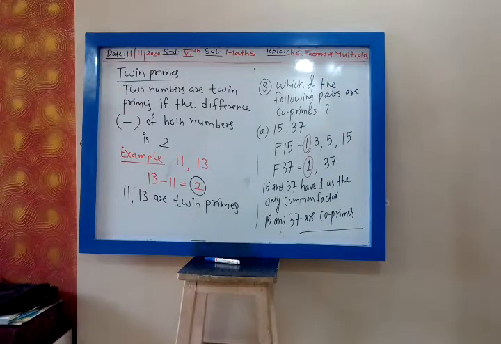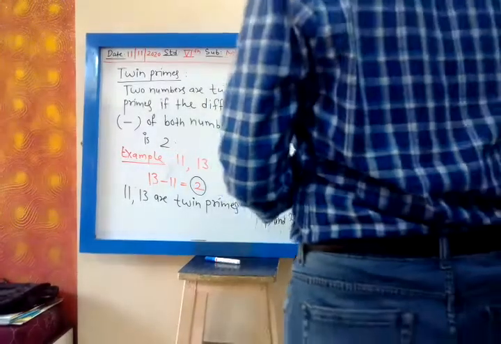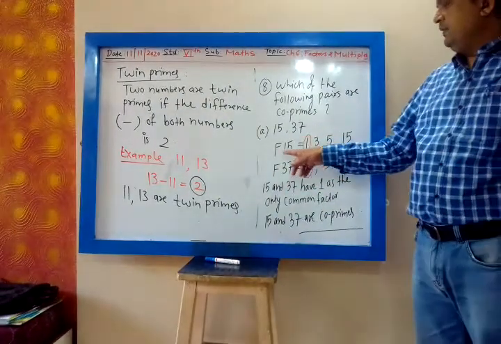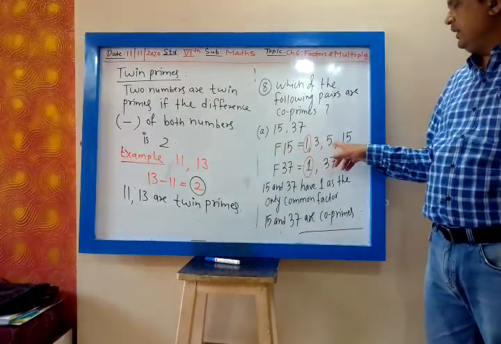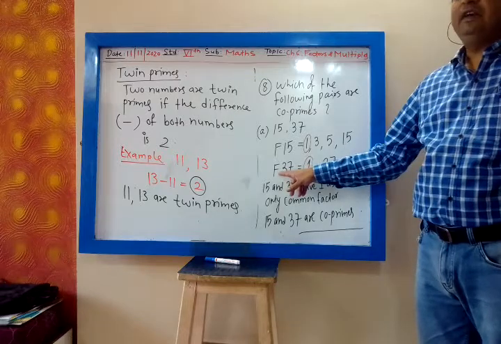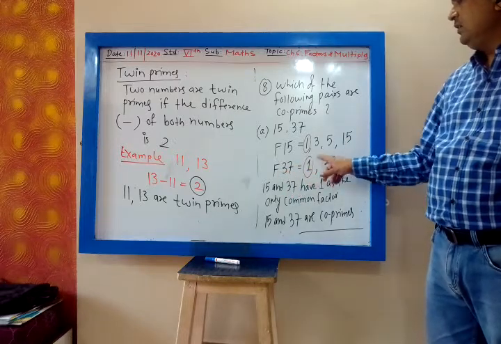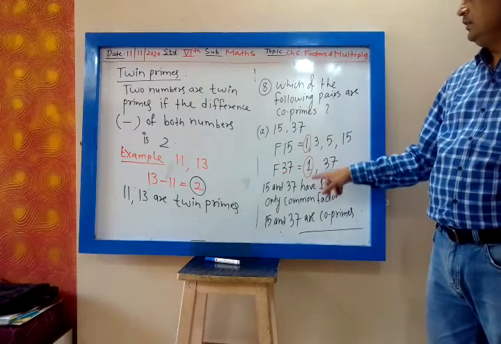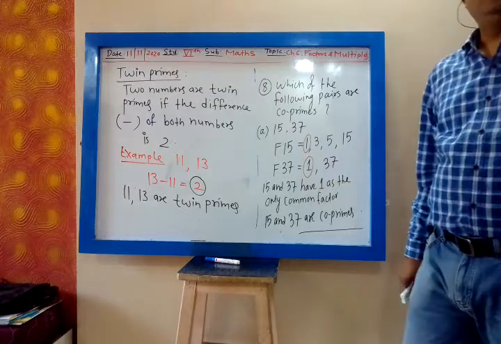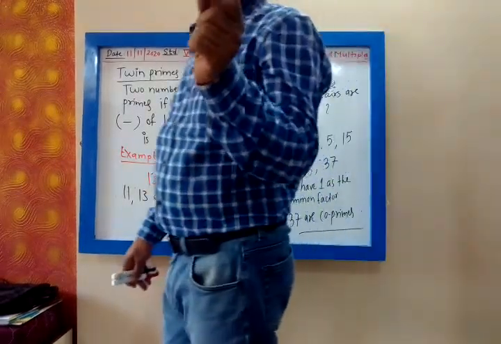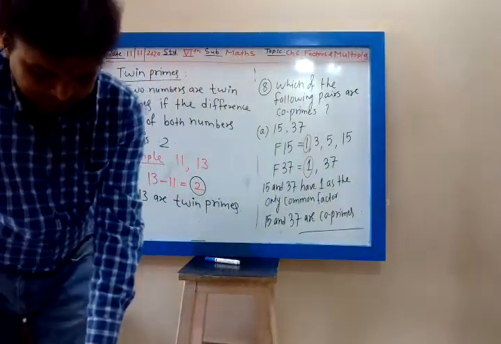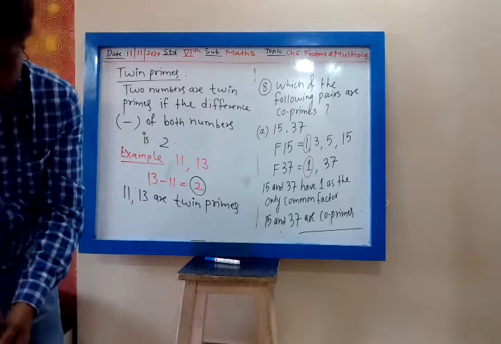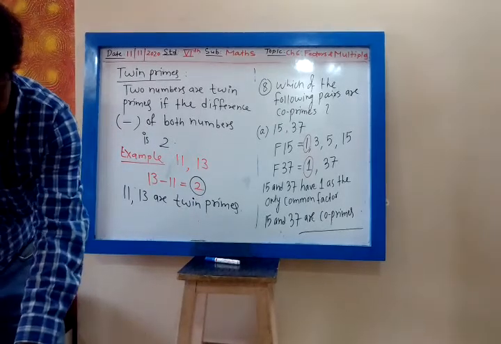Right. So for 15 and 37, we find the factors of 15: 1, 3, 5, 15. We find the factors of 37: 1, 37. 1 is the only common factor. So when the only common factor is 1, they are co-primes.